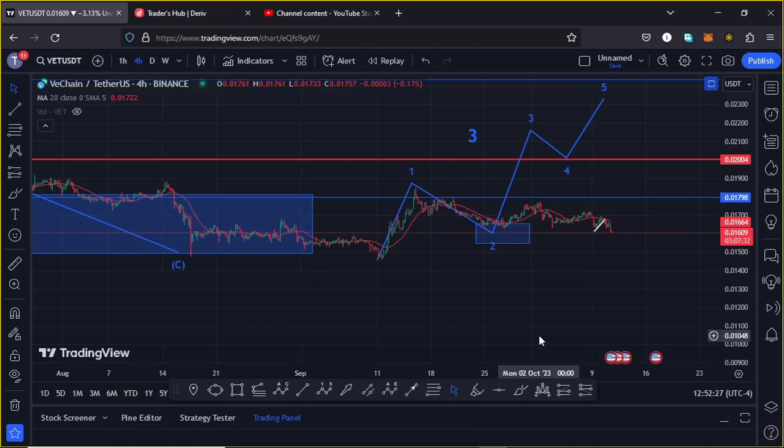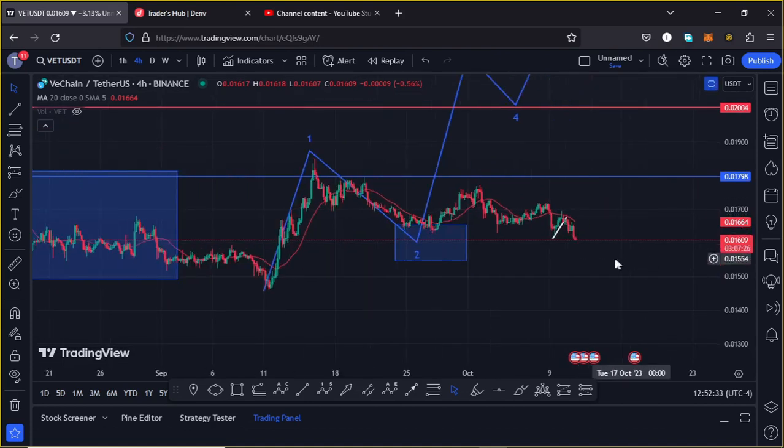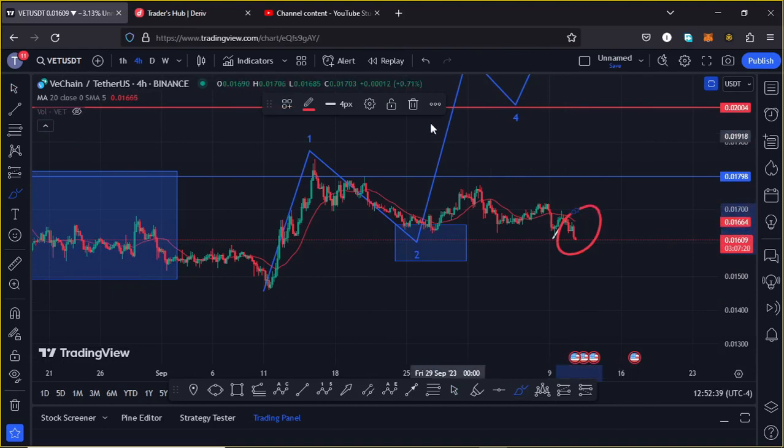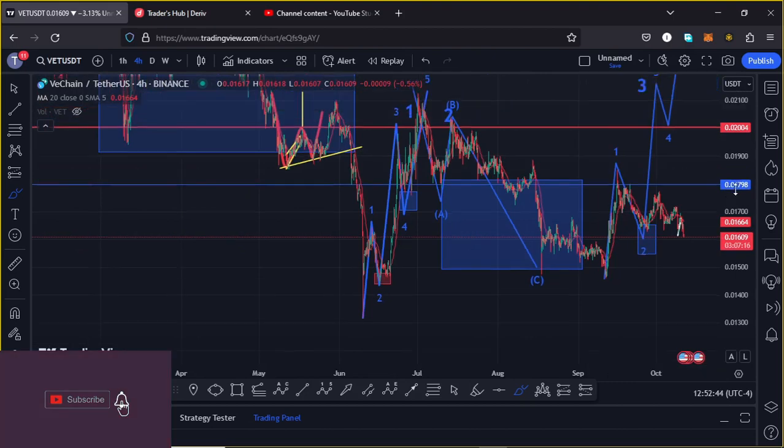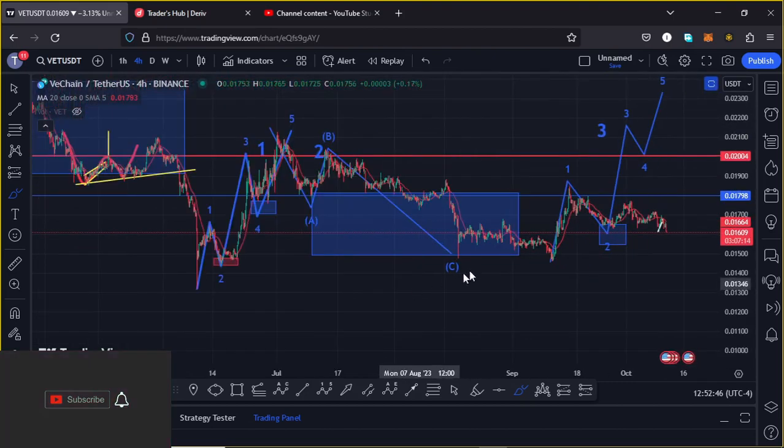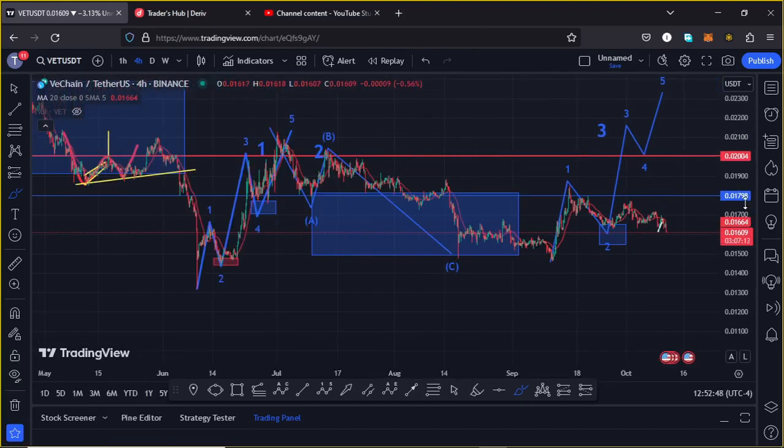Welcome back for another VeChain price prediction analysis. At the time of this recording, we continue to hold below the 20-day MA here on the 4-hour chart, which is now acting as resistance for us to continue gearing up. We have also continued to obey the Elliott wave structures.